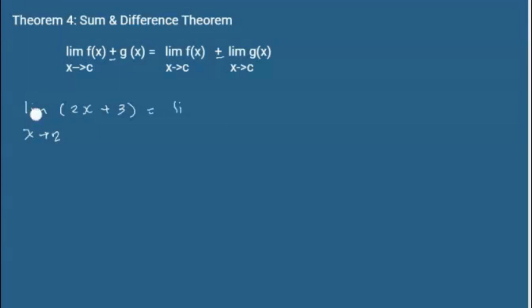So it means we'll get the limit of each function. So the first function is 2x as x approaches 2. And the next term is the limit of 3 as x approaches 2. And for the limit of 2x, we'll use theorem number 3. So we'll do 2 times the limit of x as x approaches 2 plus the limit of 3, constant theorem, as x approaches 2.